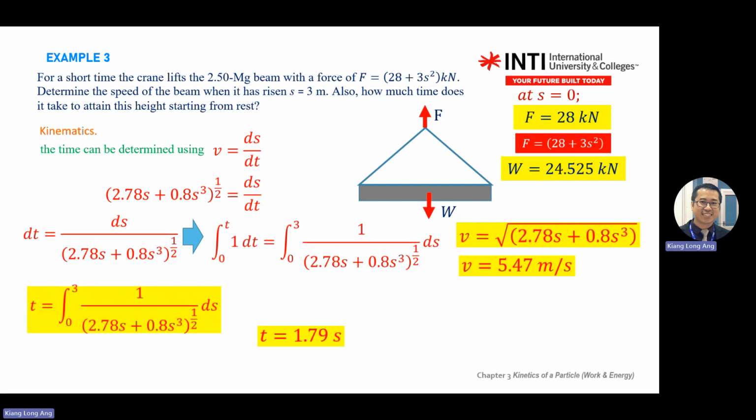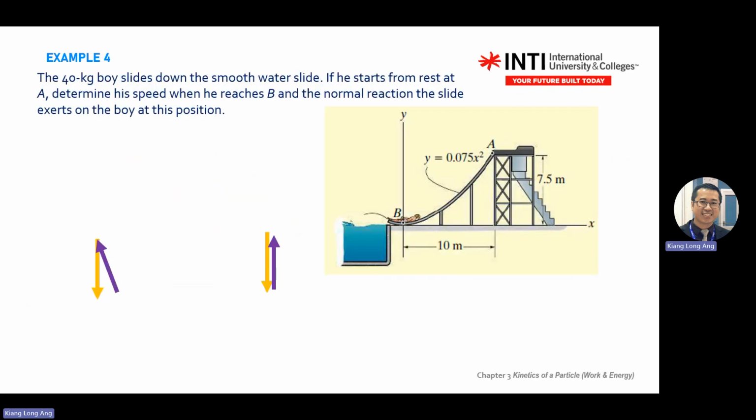It's a lengthy equation. Do the homework on how to do this one. Example 4 is also your homework. I won't discuss it in depth, but all the answers are there. It asks you to find the speed when it reaches B and the normal reaction exerted on the ball at this position. So this one is a curved motion. So again, you have tangent and normal directions. So you see the workout.